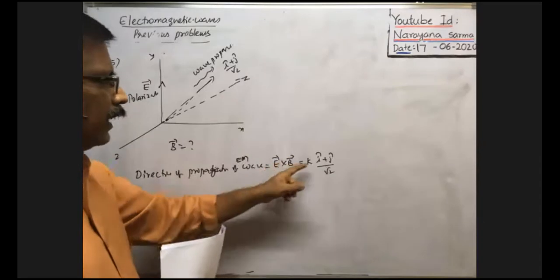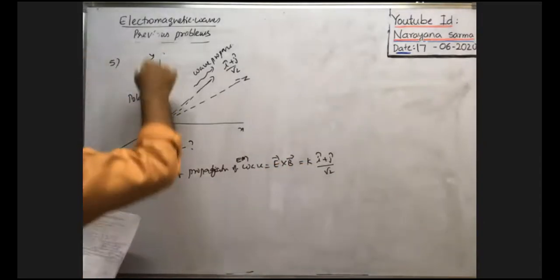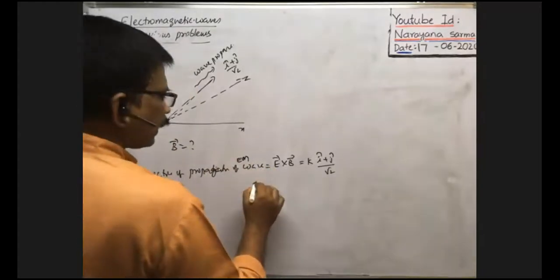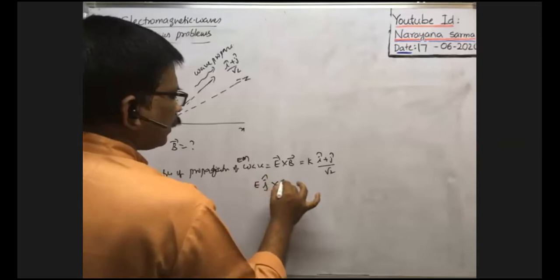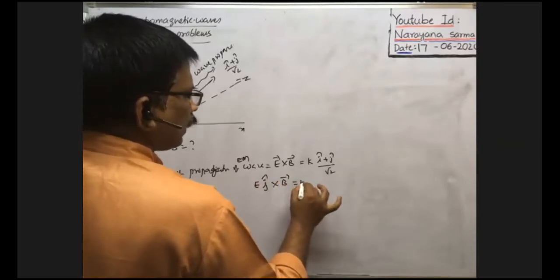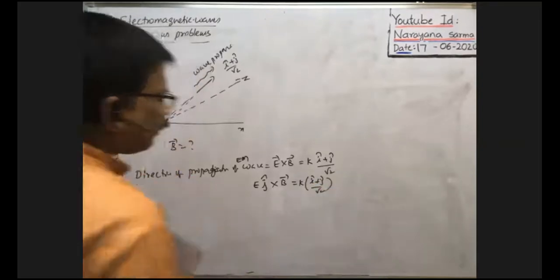That's why along this direction, suppose the magnitude of this vector along this direction is say k, and k into this one. That is the direction of this one. Here E bar is given along this direction. That's why E bar can be written as E into j cap, and B bar is equal to some constant k into (i cap plus j cap)/root 2. Now we can verify this.